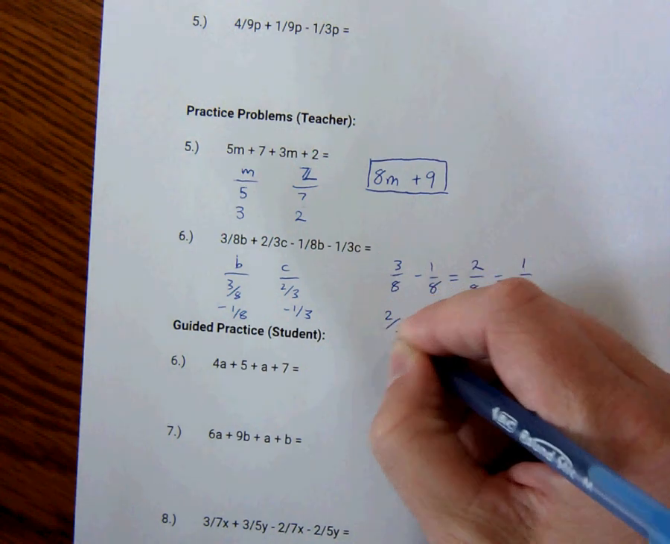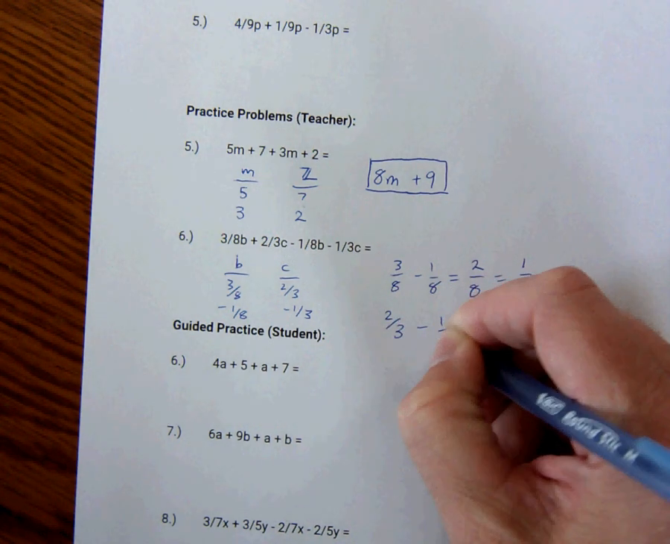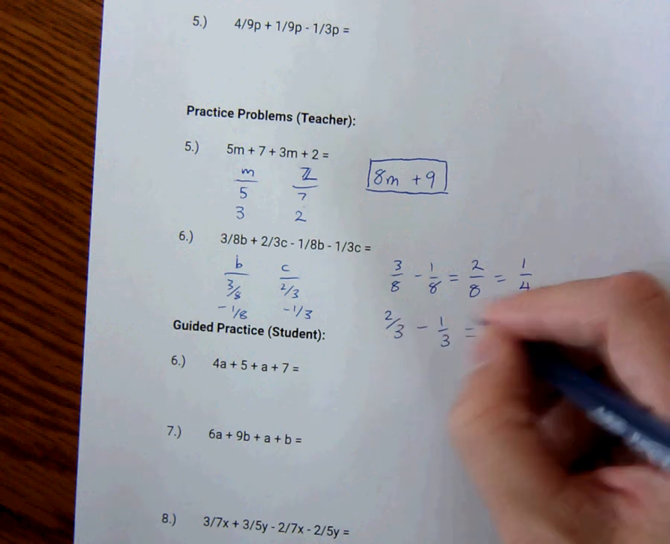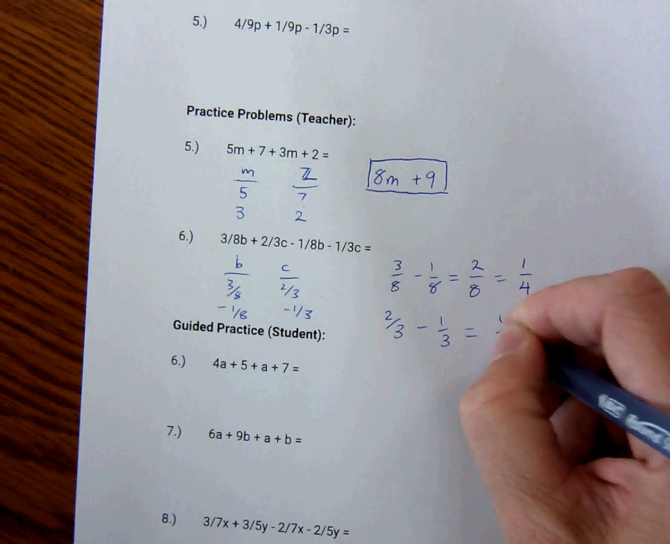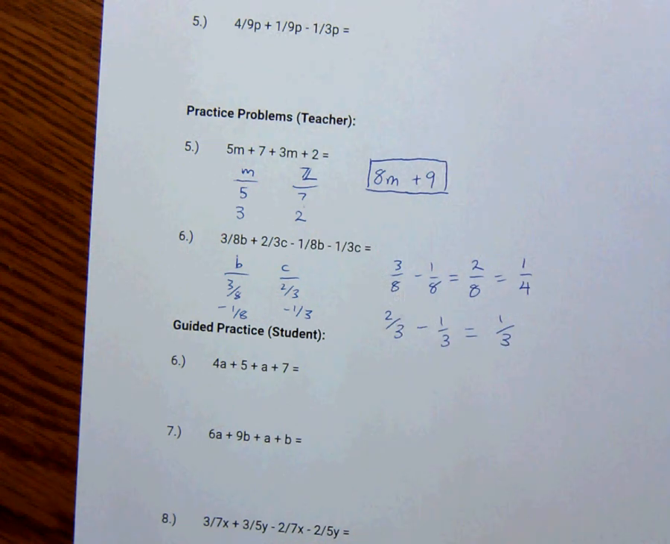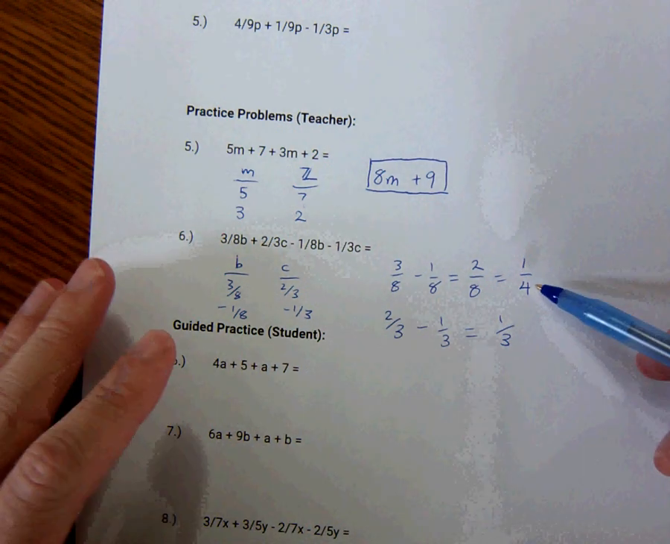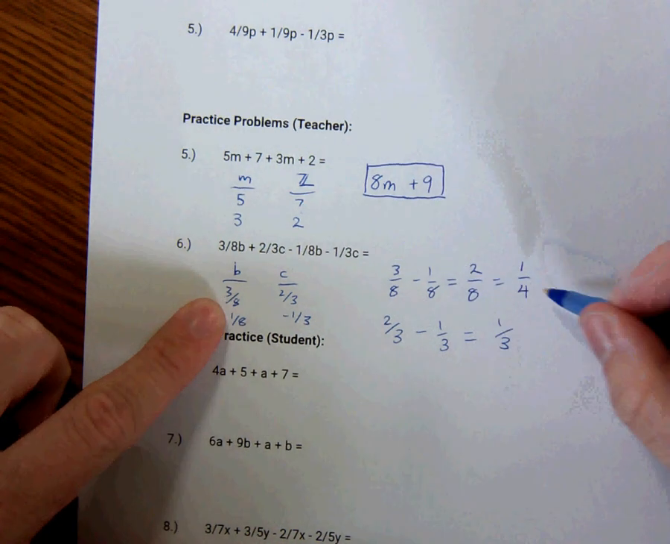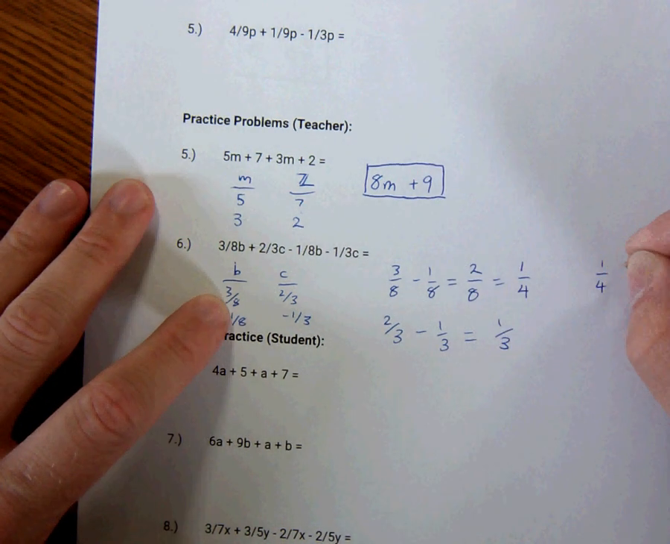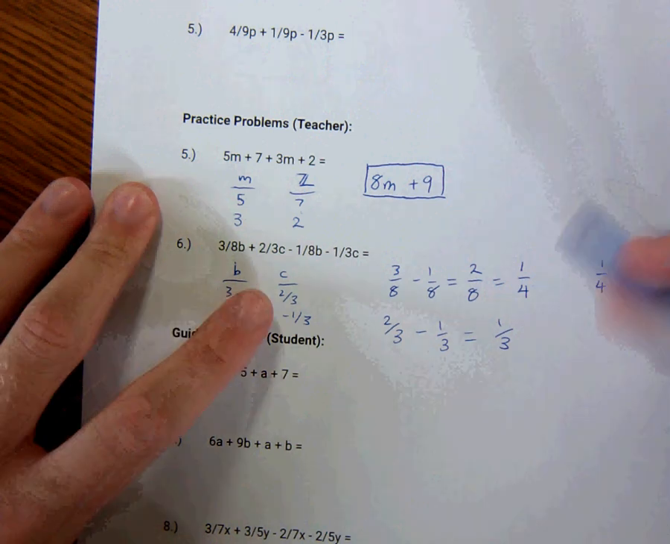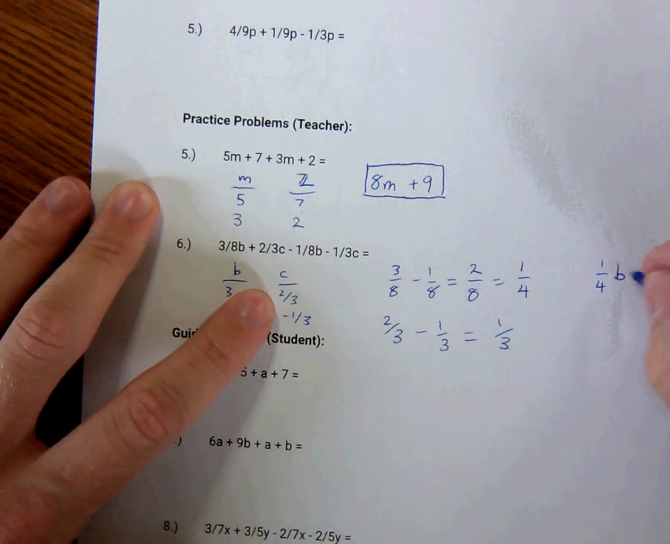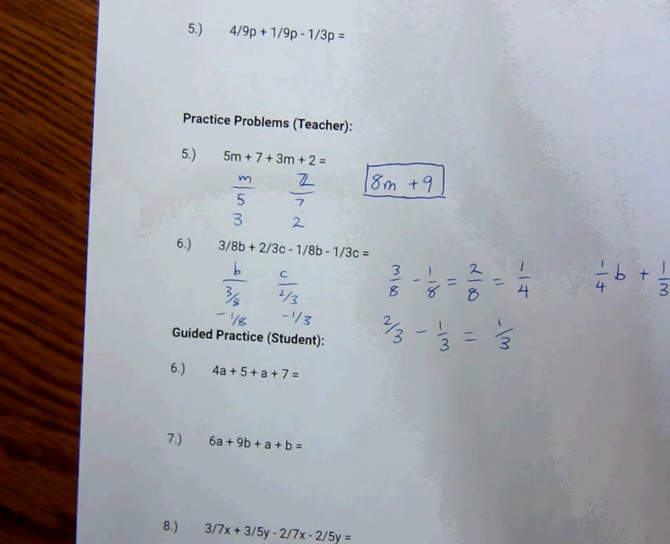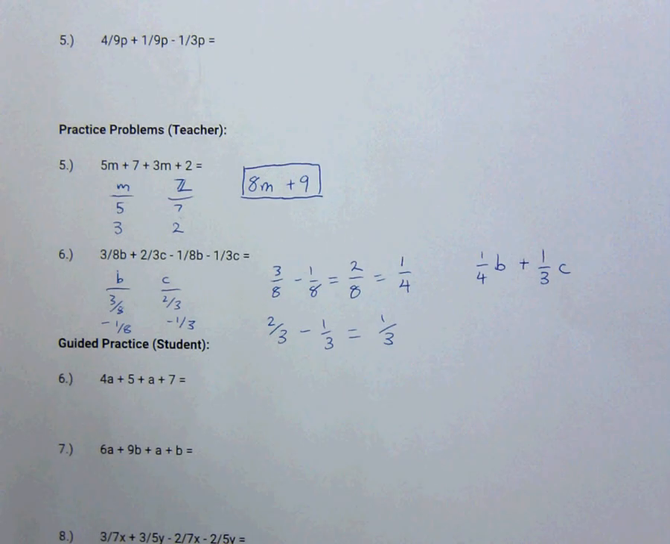And then 2/3 minus 1/3. 2 minus 1 is 1, 3 stays there, so that becomes 1/3. Just remember which answer goes with which variable. The 3/8 and 1/8 were B's, so that's 1/4 B. The thirds go with C, so that's 1/3 C.